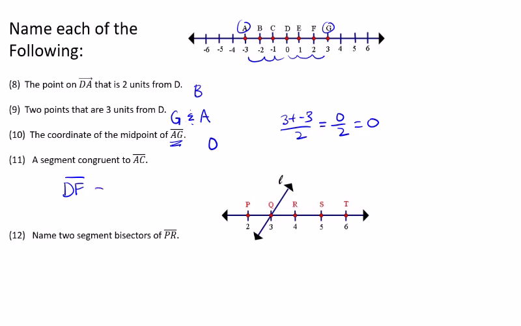Right, and just to make the full statement, it is congruent to segment AC. All right, and then number 12, name two segment bisectors of PR.